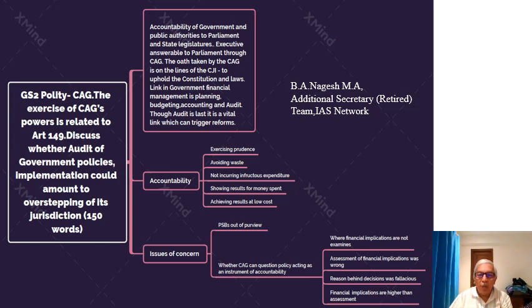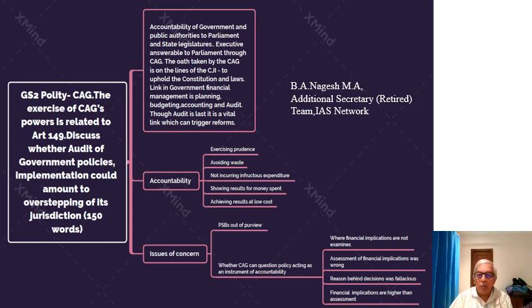So these are the 4 hypothetical situations where you have to examine whether the CAG, by questioning the government, is overstepping its jurisdiction. The question says whether audit of government policies and implementation can amount to overstepping of its jurisdiction. I say it will not amount to overstepping of its jurisdiction because the CAG is an instrument of financial accountability.